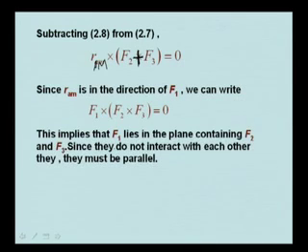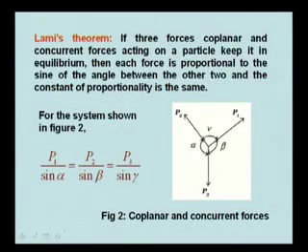Since RAM is in the direction of F1, we can write F1 cross F2 plus F3 is equal to 0. This implies that F1 is parallel to the line containing F2 and F3. Since they do not intersect with each other, they must be parallel. So this is the thing about that one. Now we discuss Lami's theorem.